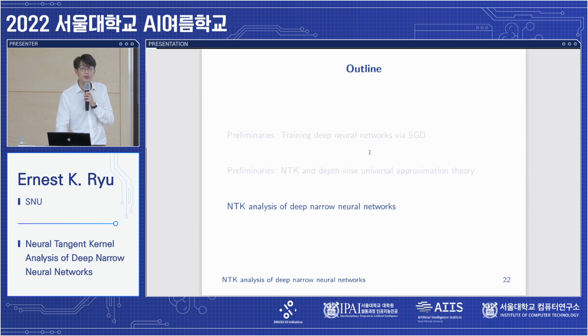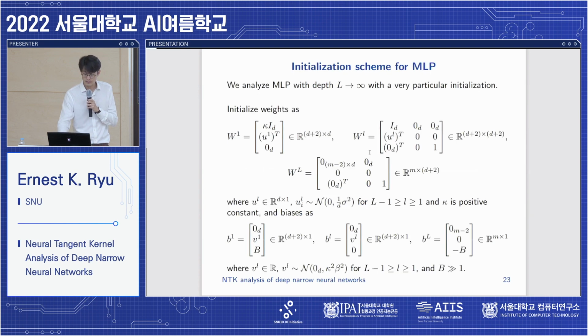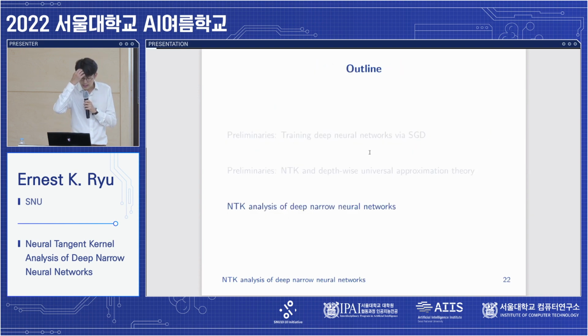Okay, so then I'll now move on to presenting our line of work. Our work, again, is entitled NTK Analysis of Deep Narrow Neural Networks. What we'll do is propose a certain neural network architecture and an initialization scheme for deep neural networks and establish that they provably converge.